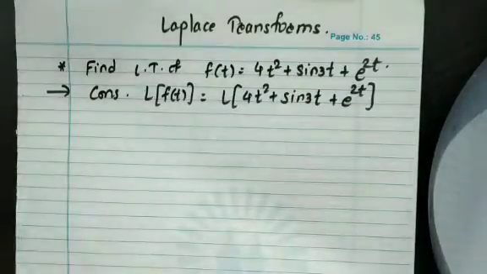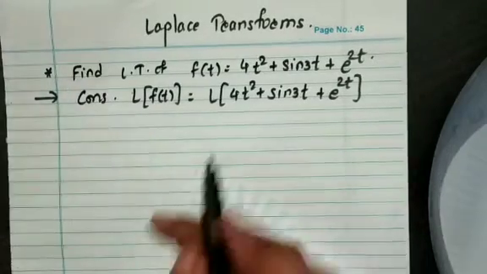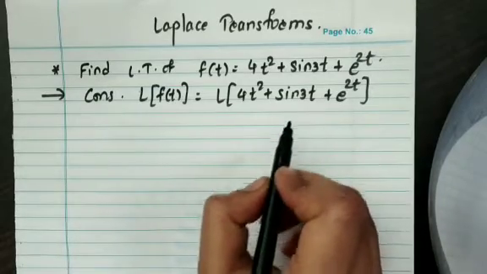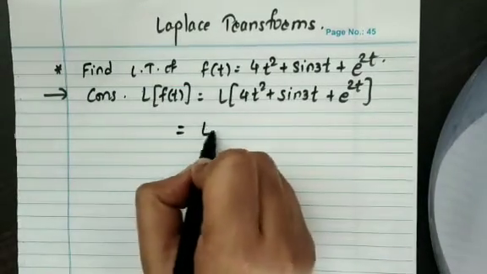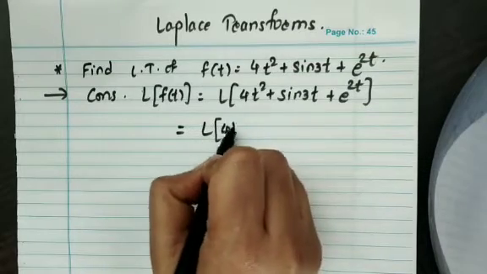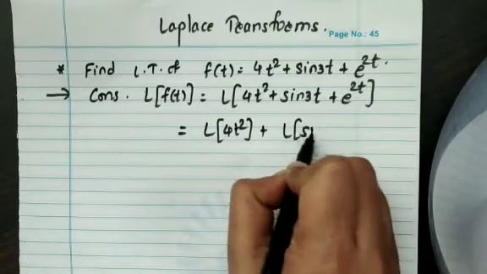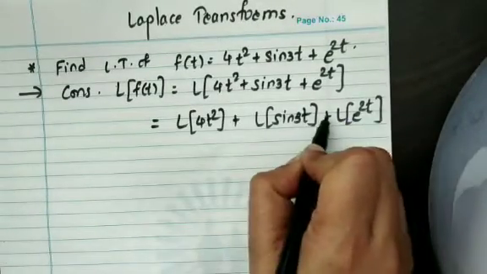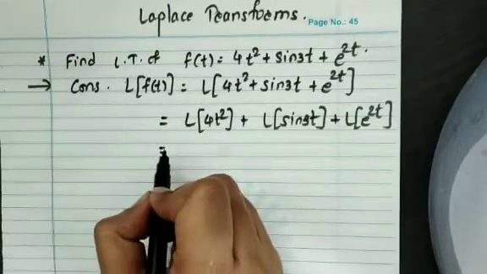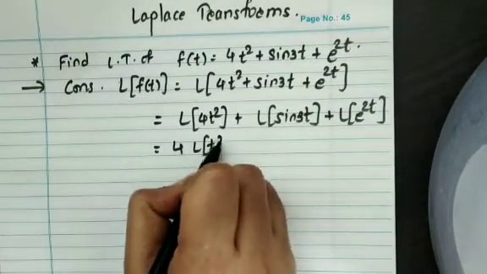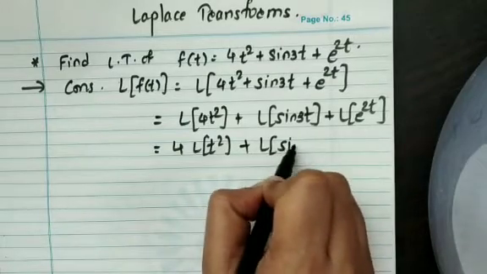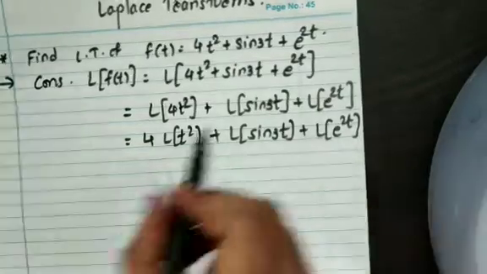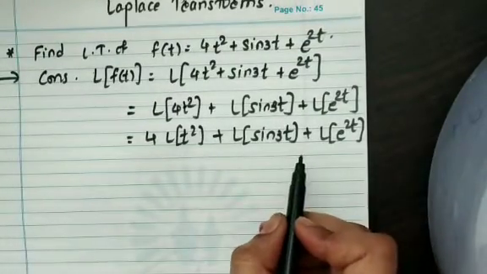And we already have seen a property, that is linearity. In linearity property, all the terms with plus or minus sign will get separated. So it is Laplace of 4t square plus Laplace of sine 3t plus Laplace of e raised to 2t. And if there are some constants, they will also come out. So 4 into Laplace of t square plus Laplace of sine 3t plus Laplace of e raised to 2t. And all these are now standard formulae.